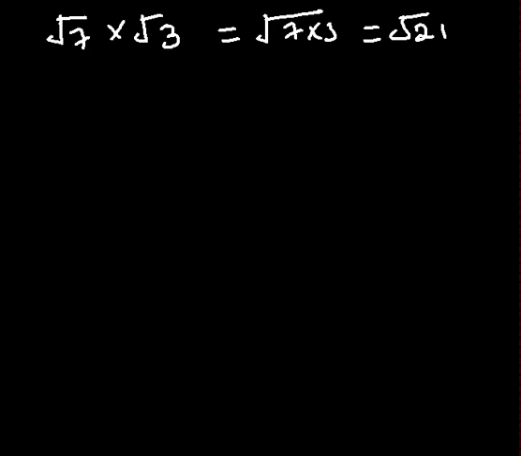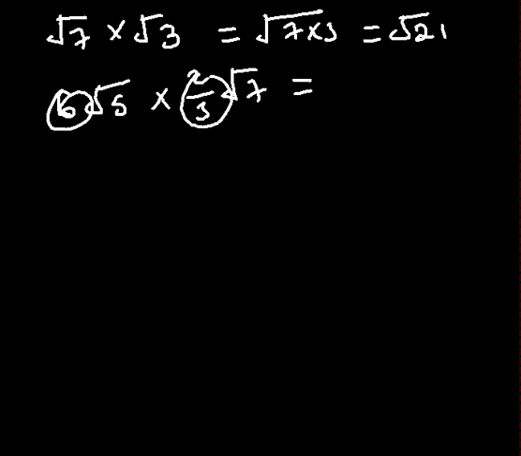And let's say we have 6 times the square root of 5, times 2 over 3 times the square root of 7. So in this case, the roots are the same. Now this is the same as having it as, in this case, the coefficients also have to multiply.